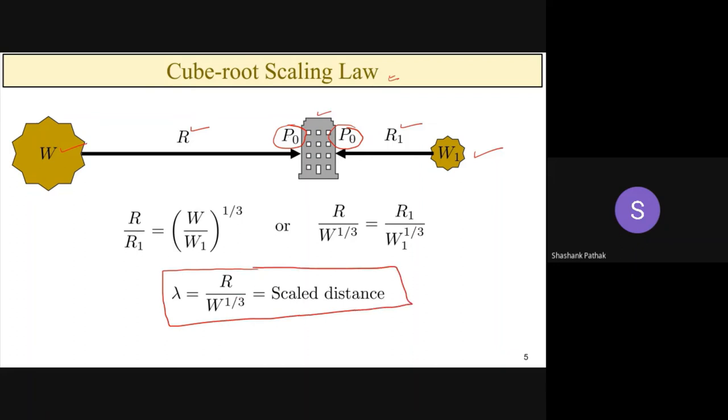For example, in this particular case, this explosion is at a scaled distance of lambda, which is equal to R upon cube root W. And in this case also, this explosive is at a scaled distance of lambda. That's why they are causing the same pressure. That's how scaling laws have been developed. These are very useful when we are doing the design, because all design charts are developed based on these scaling laws, and this is very much used in the industry.